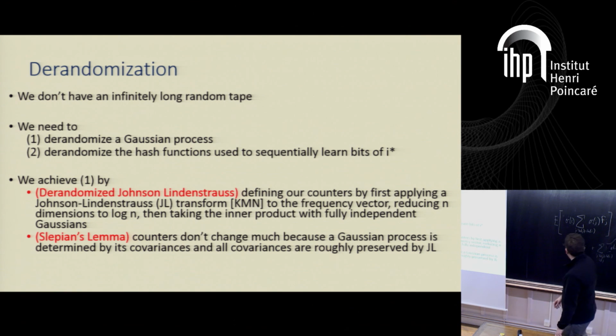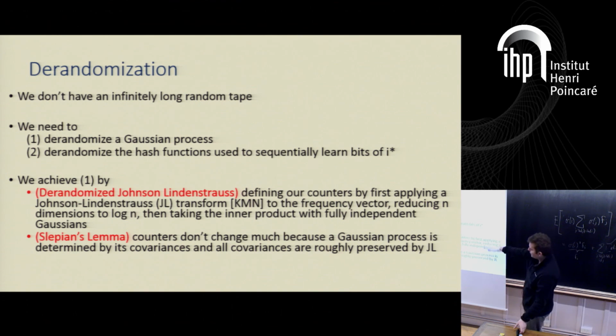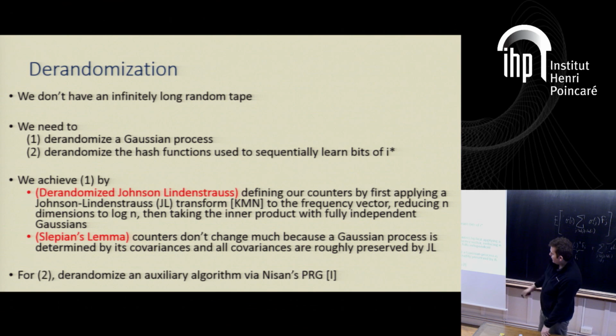What's happening here? When I do Johnson-Lindenstrauss and look at a covariance, this is just the Euclidean distance between two points in the stream. The Johnson-Lindenstrauss lemma is preserving all Euclidean distances. There are n squared pairs of these points in the stream. So all the covariances are preserved up to a constant factor, which means by Slepian's lemma that the process is the same. This chaining inequality still holds. Yeah, so I'm out of time.